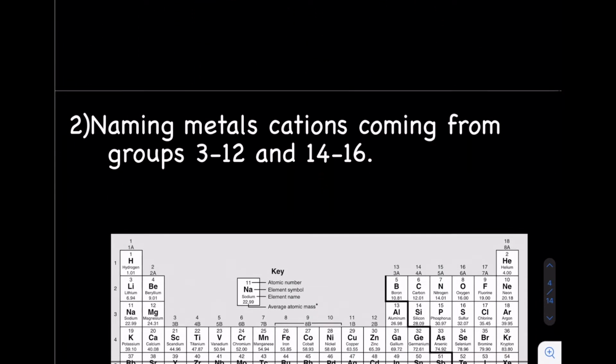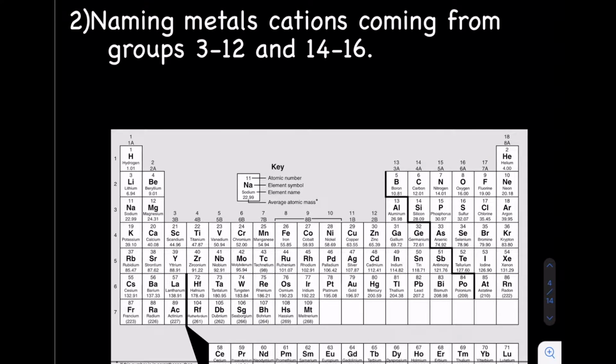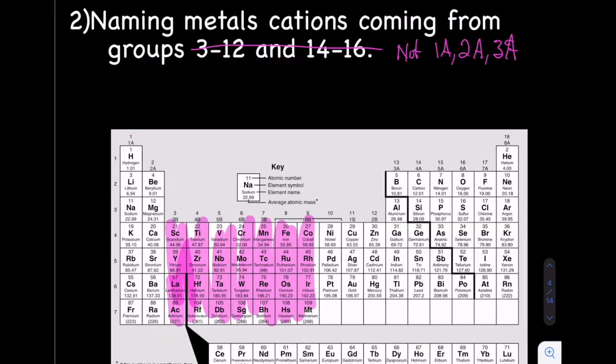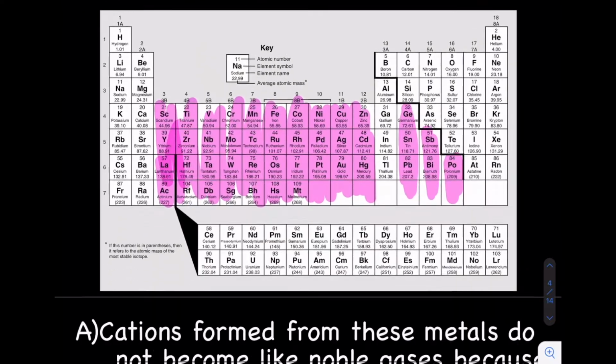Let's move on to naming metal cations coming from groups 3 through 12 and 14 through 16. I actually like to think of this easier as metal cations coming from groups not 1A, 2A, or 3A. Okay, so basically we're now talking about all of these, the transition metals, as well as these right here. Okay, so the naming rules for these guys is a little bit different. And let me explain to you why.